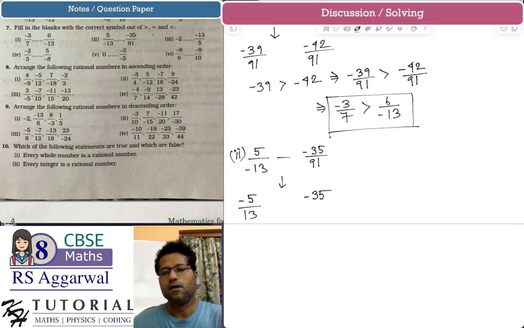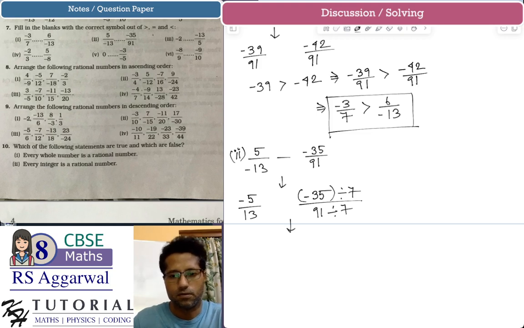We see that minus 35 by 91 is also not in standard form, because the HCF of 35 and 91 is 7, so it is not equal to 1. So we can divide to make it in standard form. We divide both the numerator and the denominator by 7. So now the two rational numbers in standard form become minus 5 by 13.